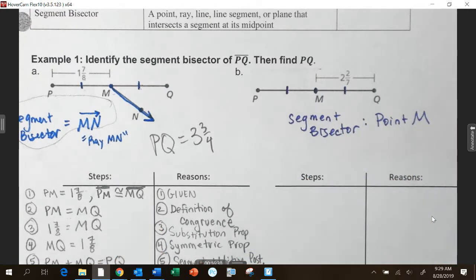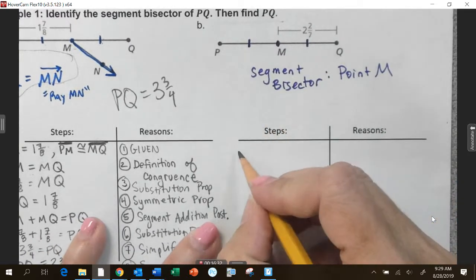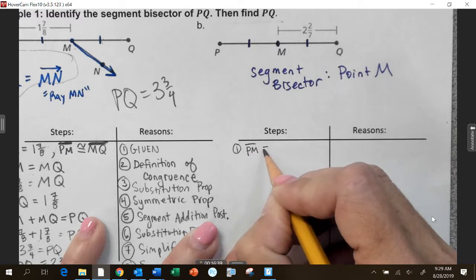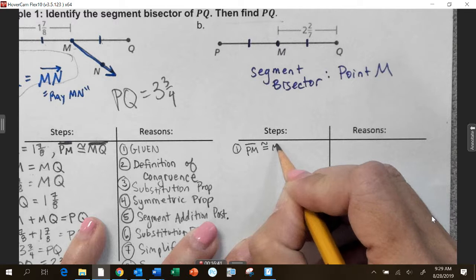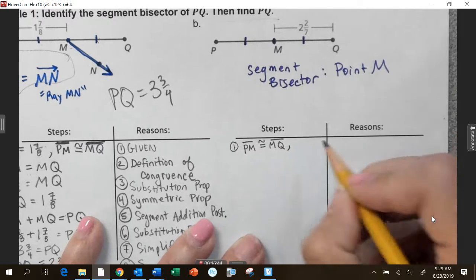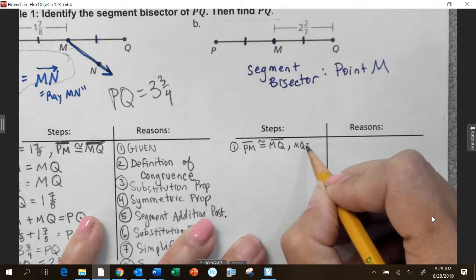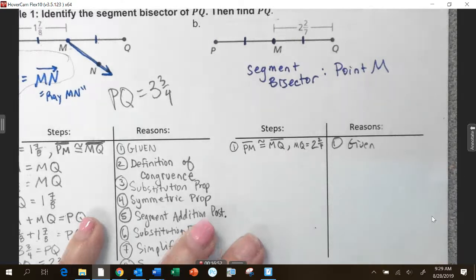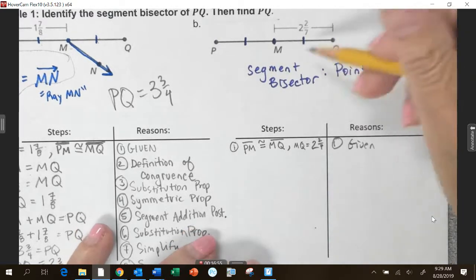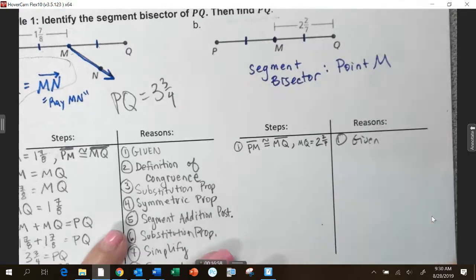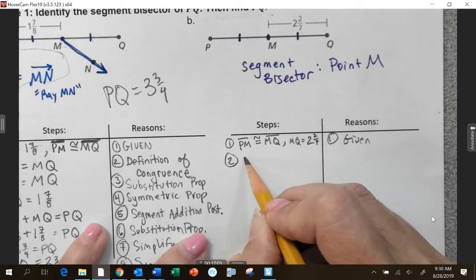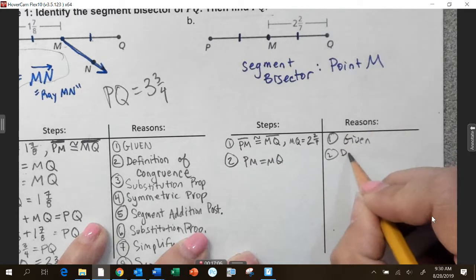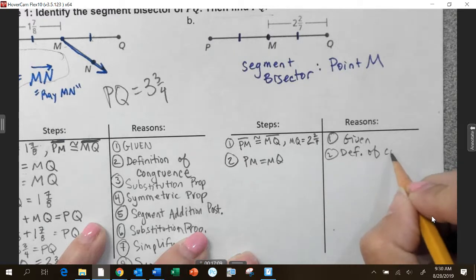So my steps, I'm going to start with given information. I'm going to say that segment PM is congruent to segment MQ, and that MQ has a distance of 2 2/7. That's my givens. That's what was given to me. So anything that's marked in the diagram, you can call given. Then number 2, since these are congruent, PM is equal to MQ. That is definition of congruence.